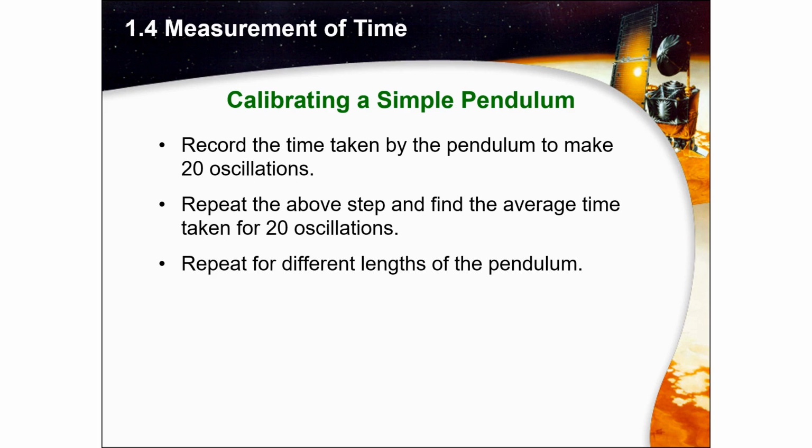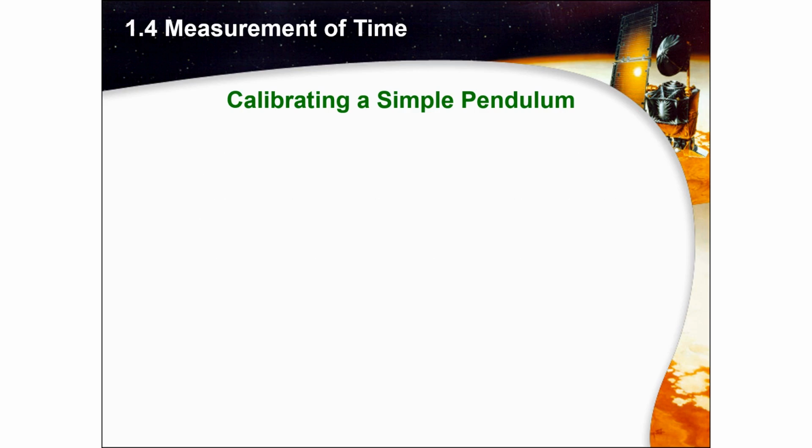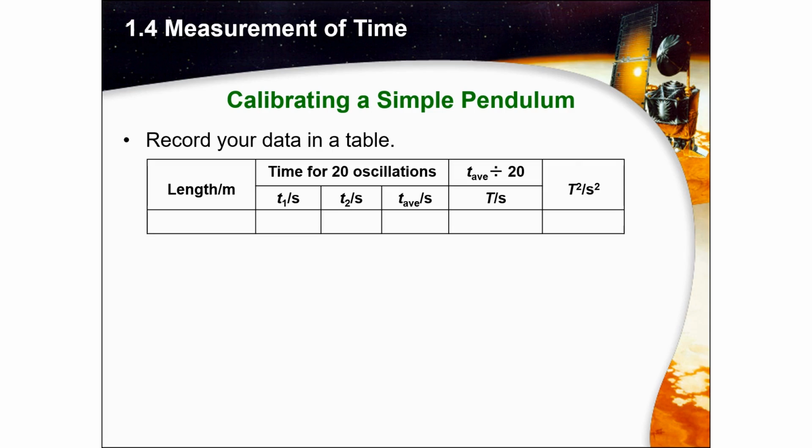After that, you repeat by using different lengths of the pendulum. Then you have to find the average of T, the time taken for one oscillation. Now let's try to see the graph. Record your data in a table. Don't forget that just now you took the time for 20 oscillations.